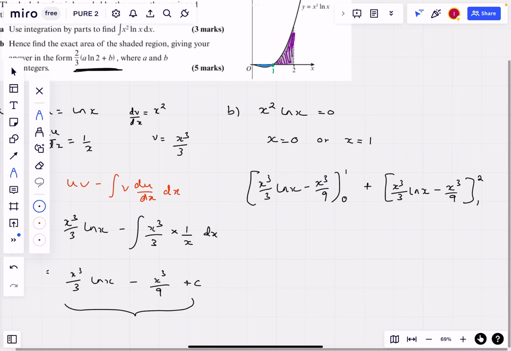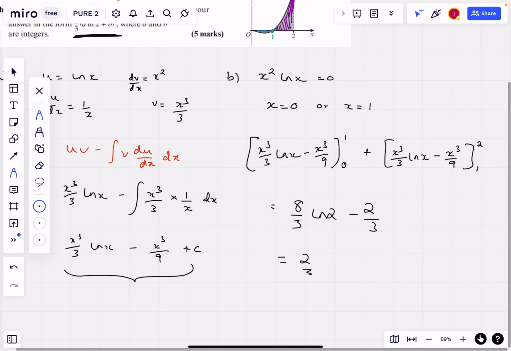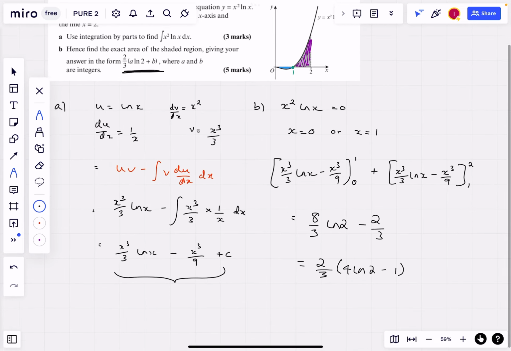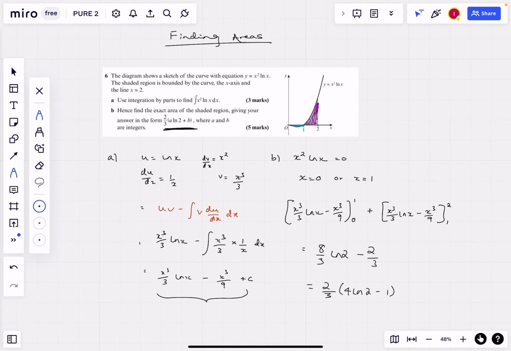So you should end up with 8 over 3 ln 2 minus 2/3, which is the same as 2/3 times 4 ln 2 minus 1. There we go. That is a very typical question in finding areas, and that's how you're going to go about doing it. It's going to take a bit of, I want to say, out of the box thinking, but you're just going to have to do enough questions to recognize, okay, this is what I need to do.